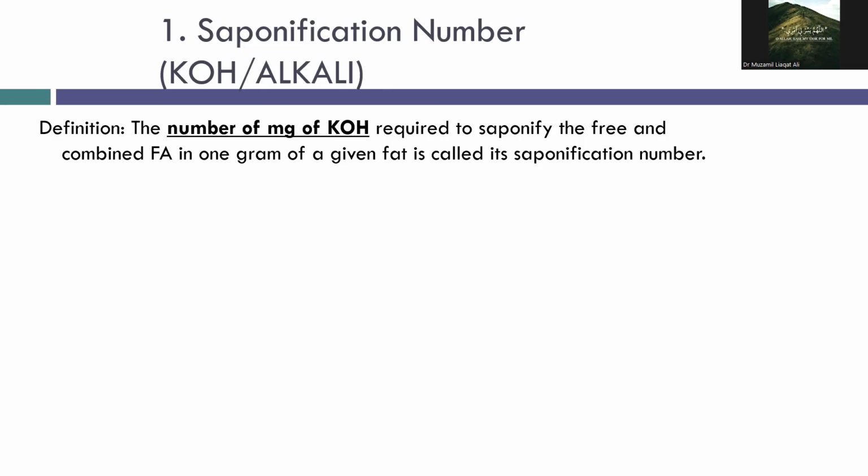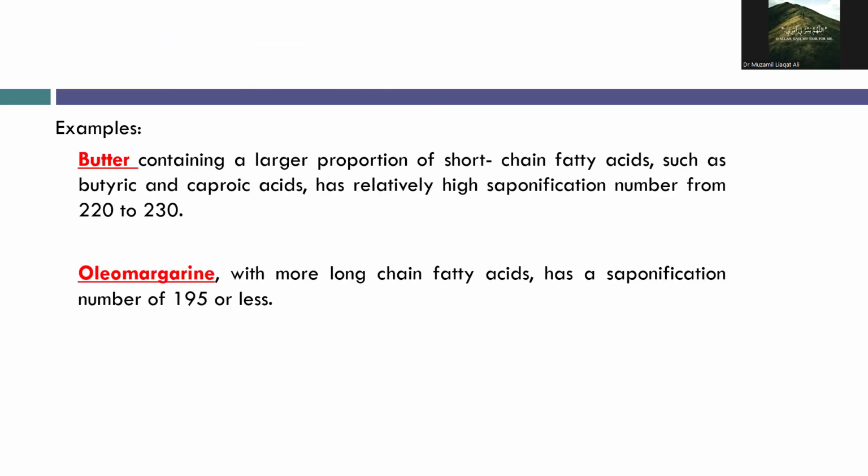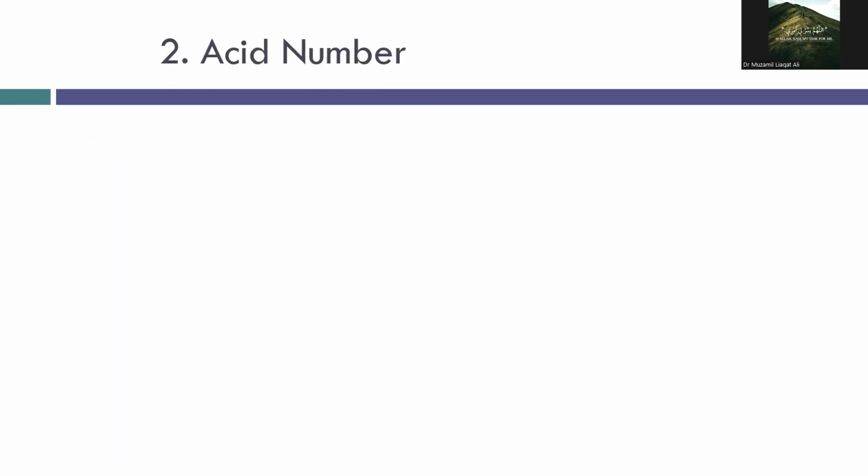So what about its basis? Shorter chain fatty acids have more molecules per gram, meaning more carboxylic groups are present in its structure. That means the higher the saponification number. Butter is one example. Oleomargarine, with more long chain fatty acids, has a saponification number of around 195 or less.